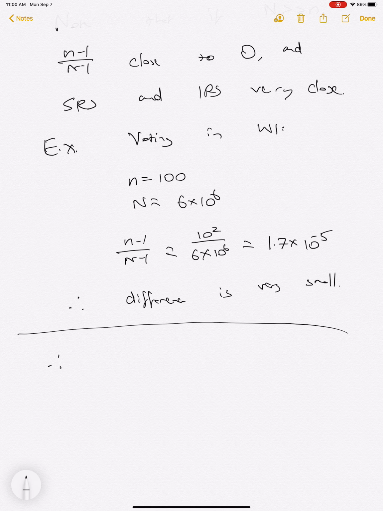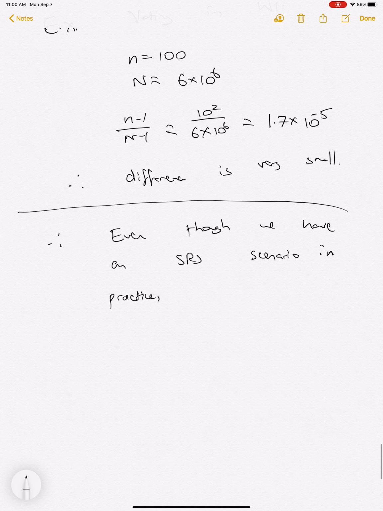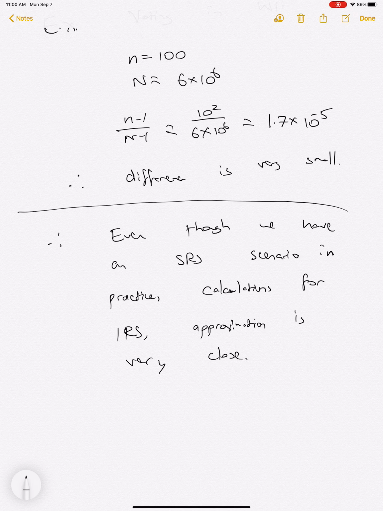And so what we can say then is, therefore, even though we have an SRS scenario in practice, if we use calculations for IID, the approximation is very, very close. And that's why, if you go back to the first lecture, we did the calculation as though the samples were independent.